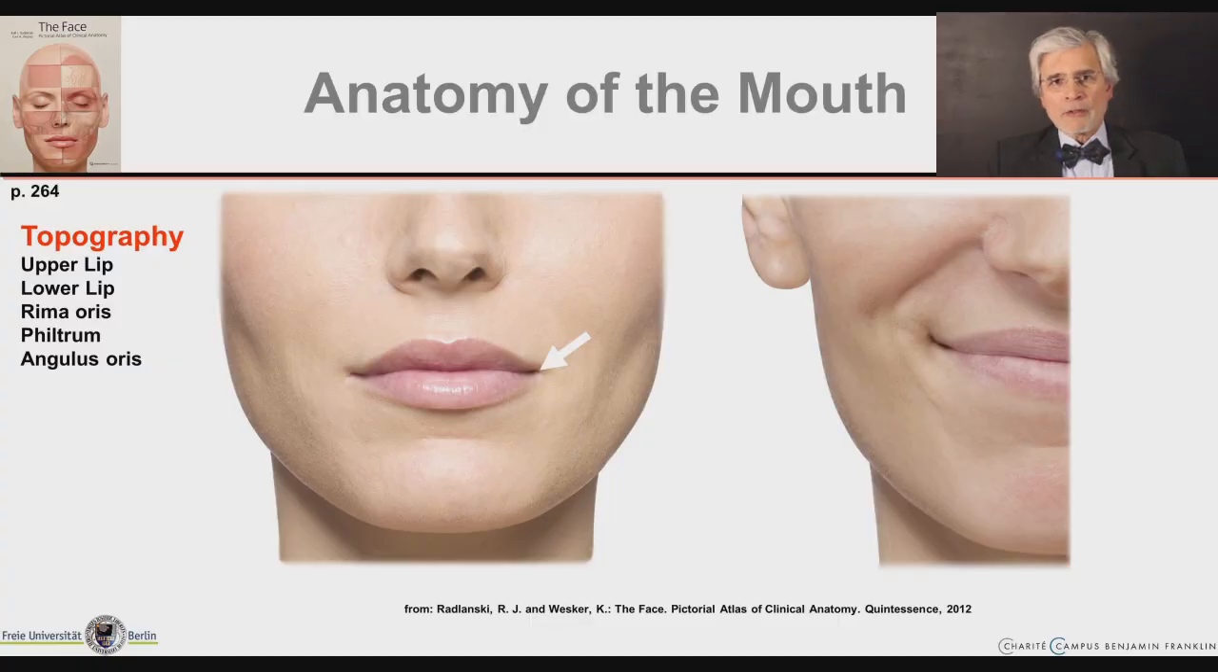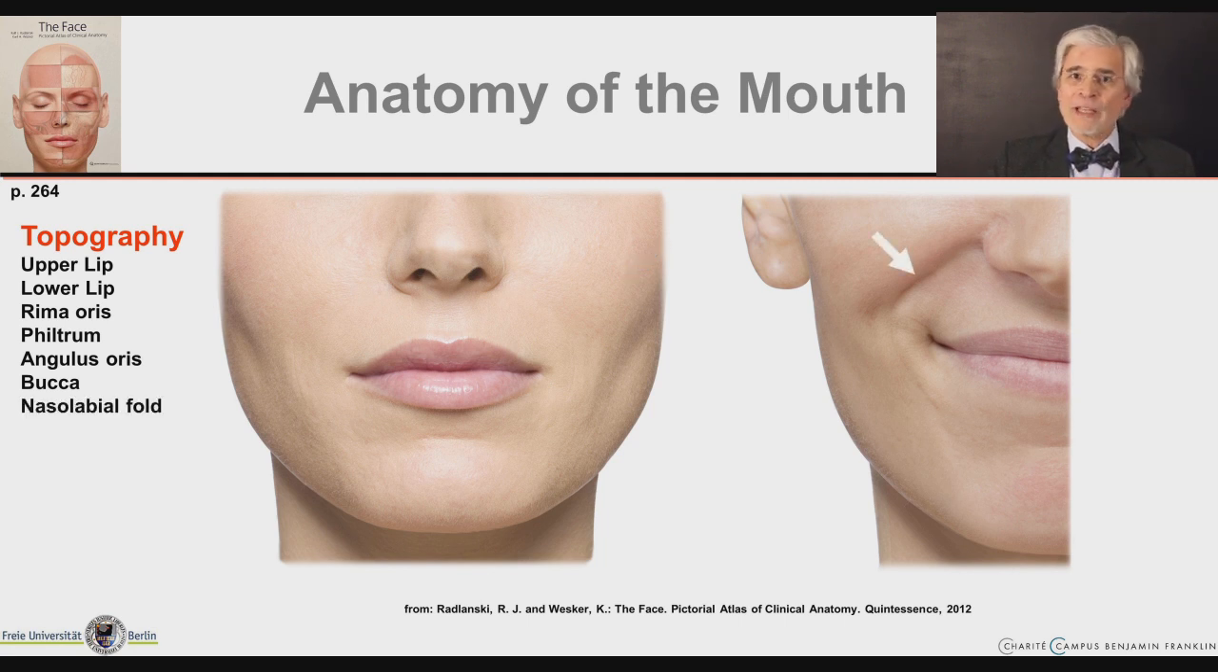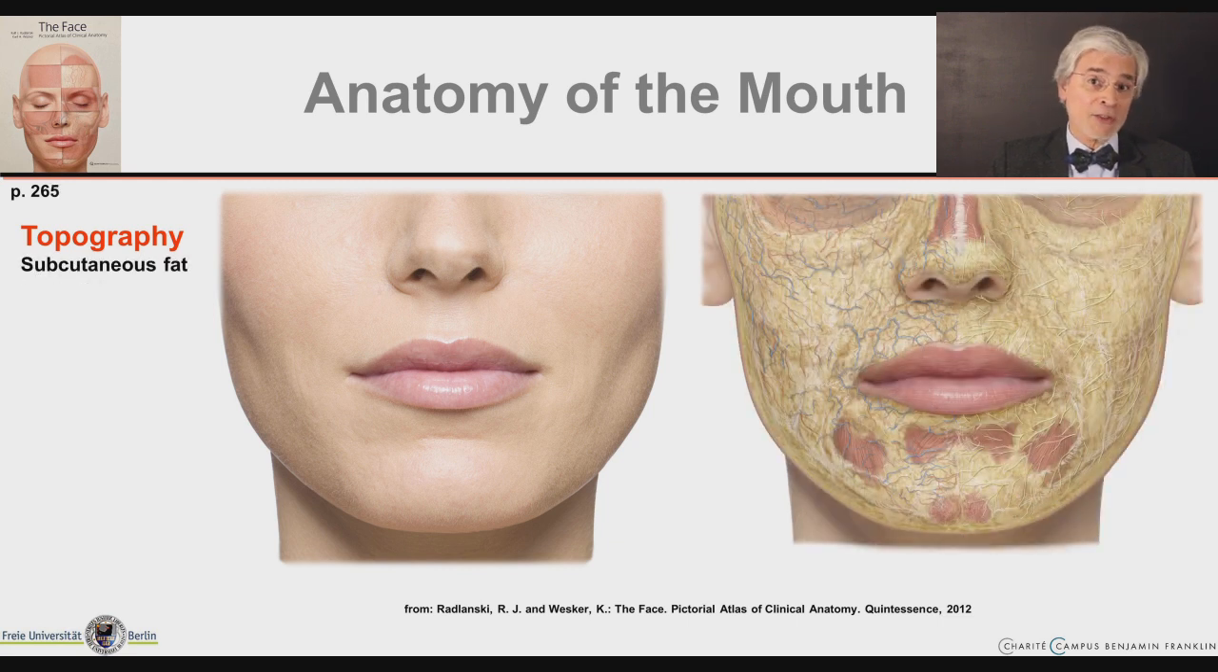To the side, there is the angle of the mouth, and from the outside, the oral cavity is closed by the cheeks. When we laugh, we create this marked nasolabial fold. A layer of fat is initially found under the skin in the perioral region. This can be quite thin in places in the lower lip region.